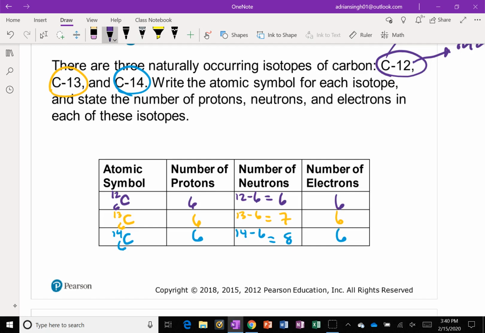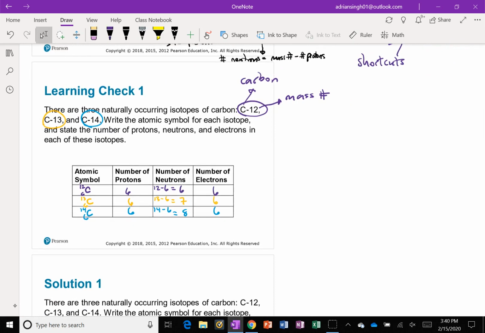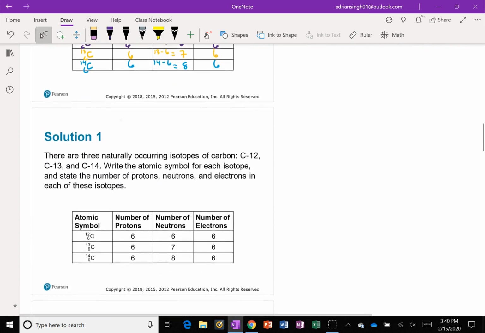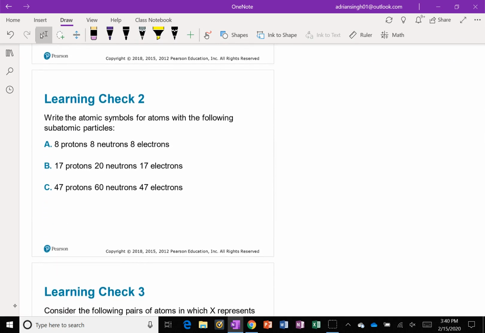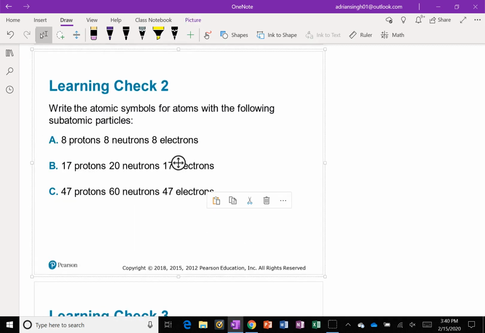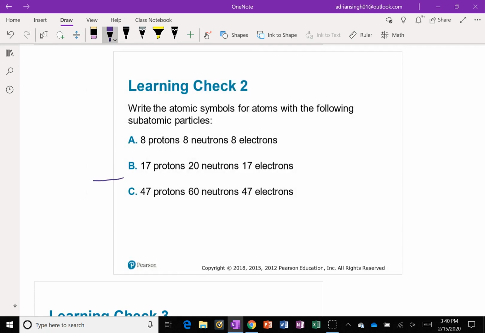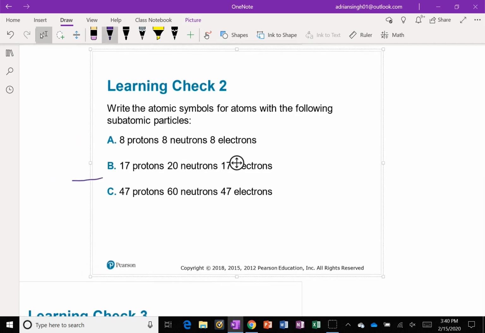All right, so when you take a step back and look at it, yes, there's a little bit of math involved, but it really isn't that complicated, right? It's just a little bit of subtraction and addition that we're doing. Okay, so we can go in the other direction, and if we know what the number of subatomic particles are, we can actually generate the atomic symbol for each of these. So let's do the first one, and you can do the second one and the third one on your own.